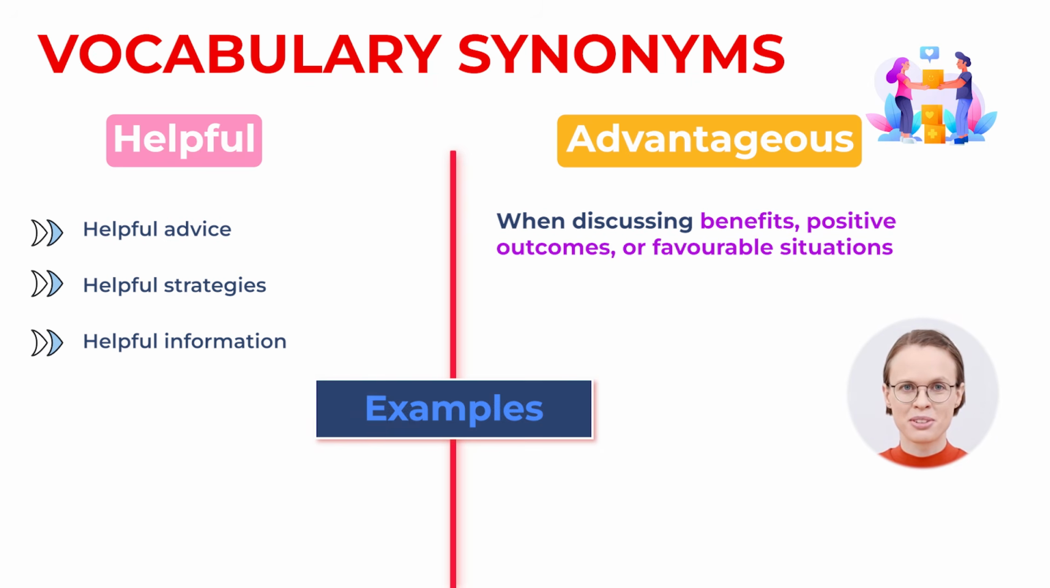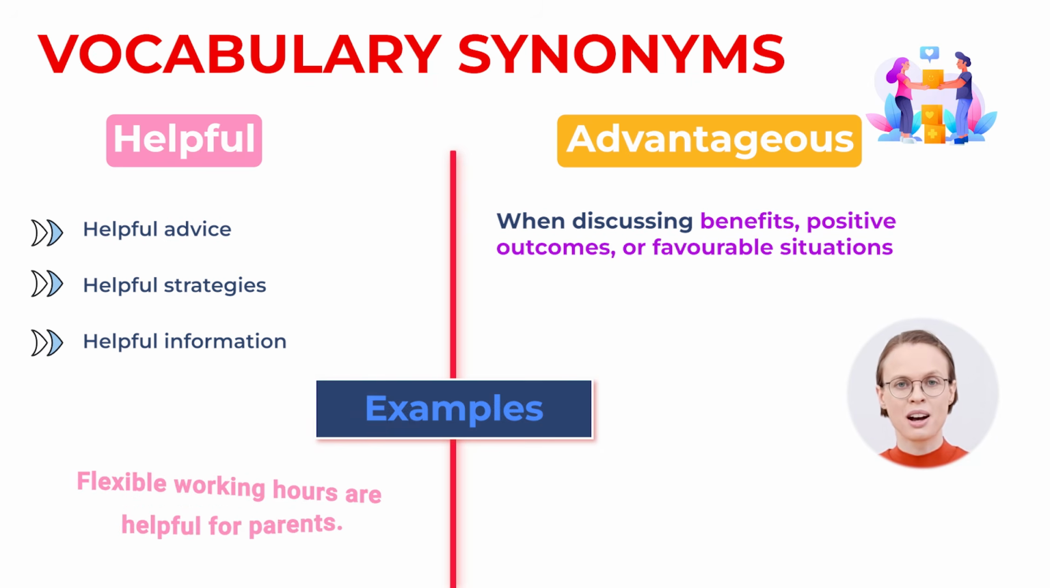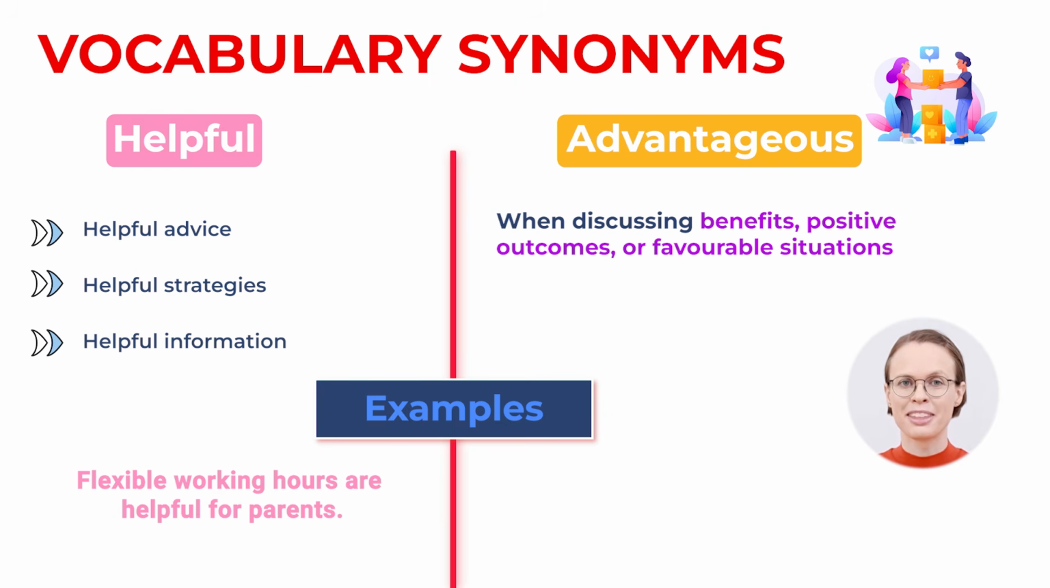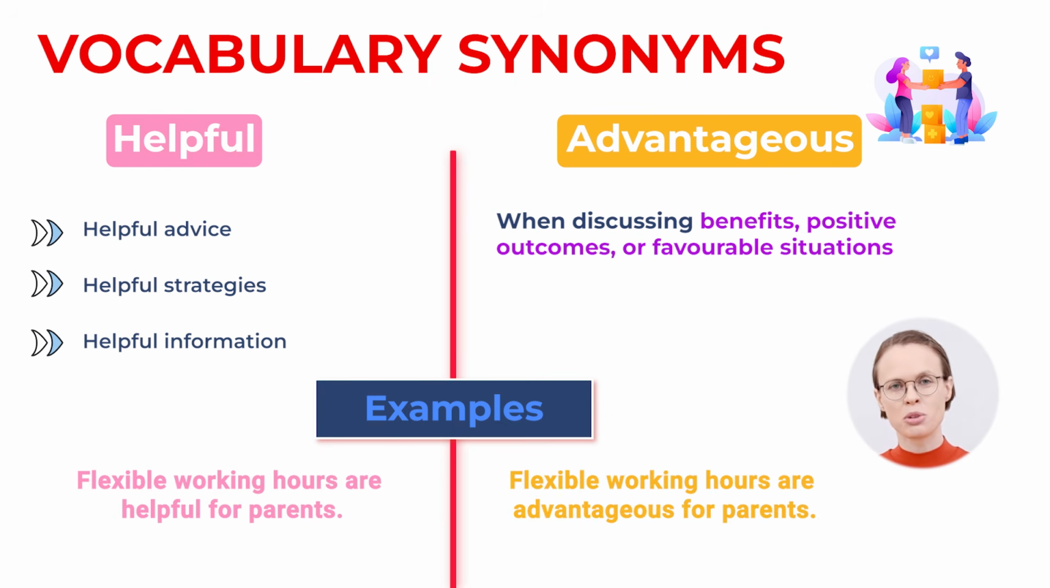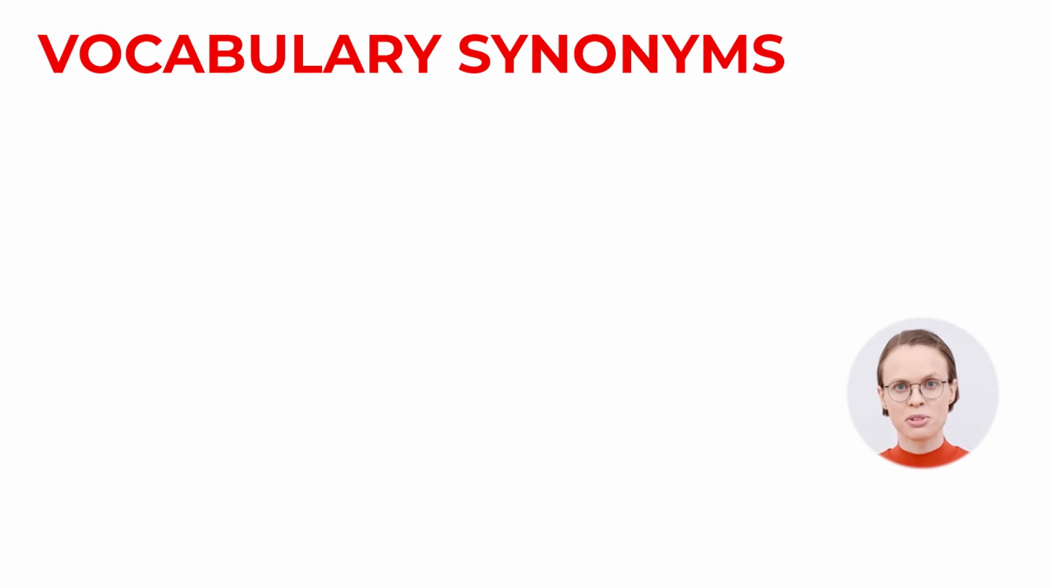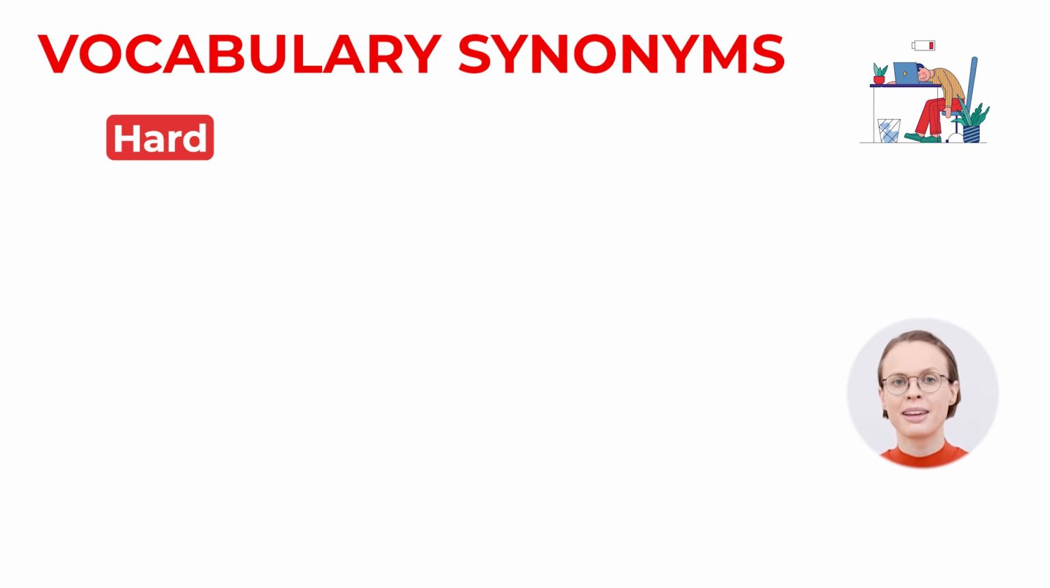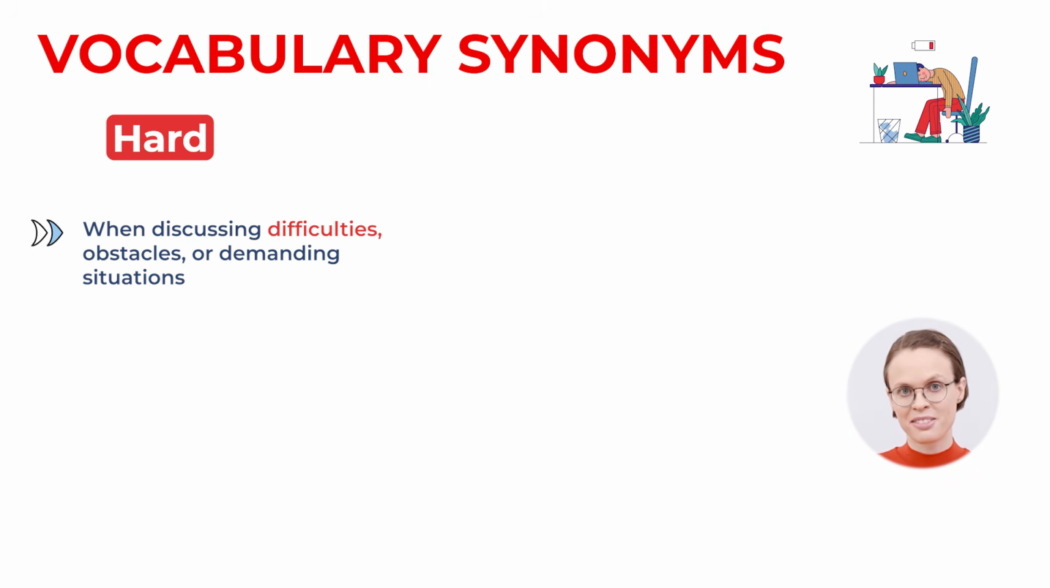Here's an example. Flexible working hours are helpful for parents. This becomes flexible working hours are advantageous for parents. The word advantageous shows the CELPIP examiners that your vocabulary is advanced. Word number 3 is hard. Test takers use it constantly when discussing difficulties, obstacles, or demanding situations. This word is far too simple for high CLB scores.